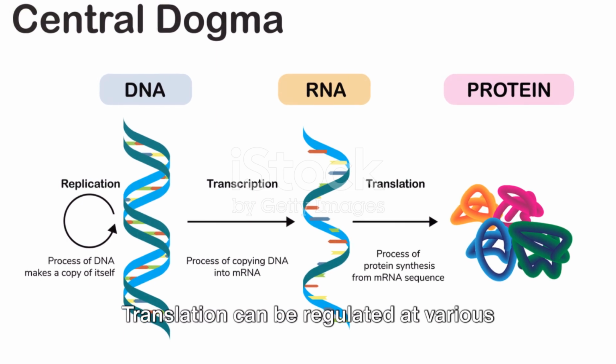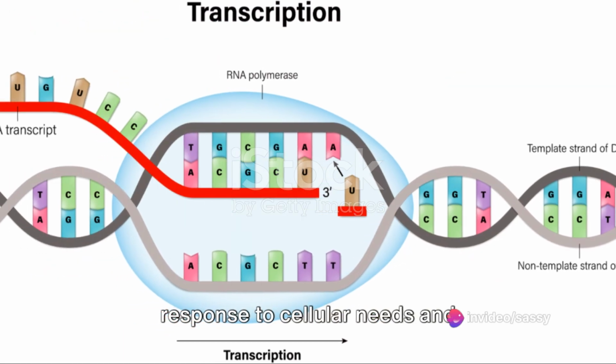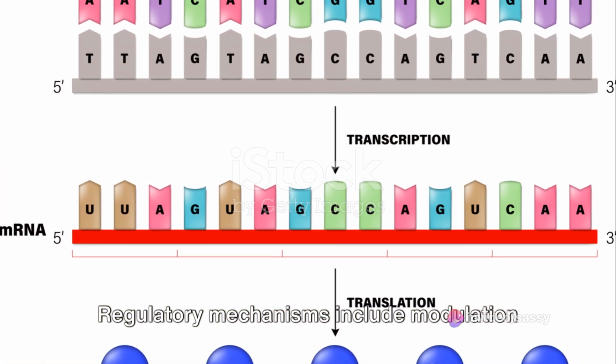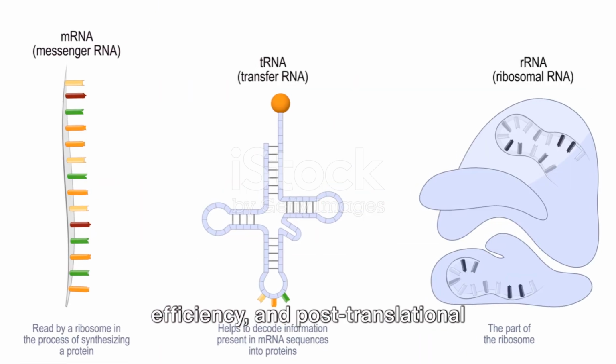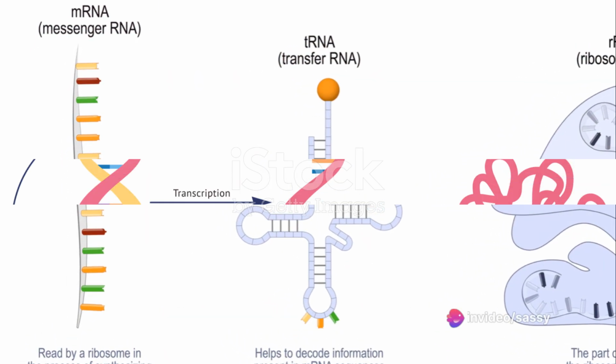Translation can be regulated at various stages to control protein synthesis in response to cellular needs and environmental cues. Regulatory mechanisms include modulation of mRNA stability, translational efficiency, and post-translational modifications of translation factors.